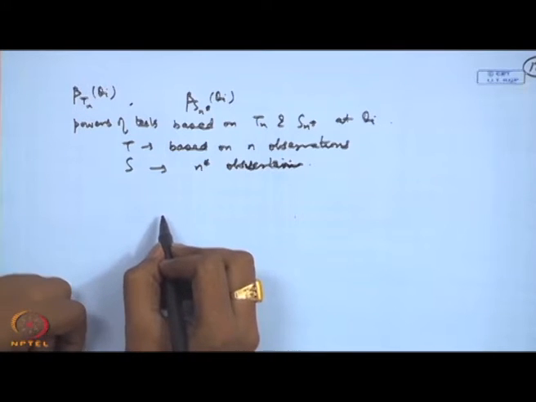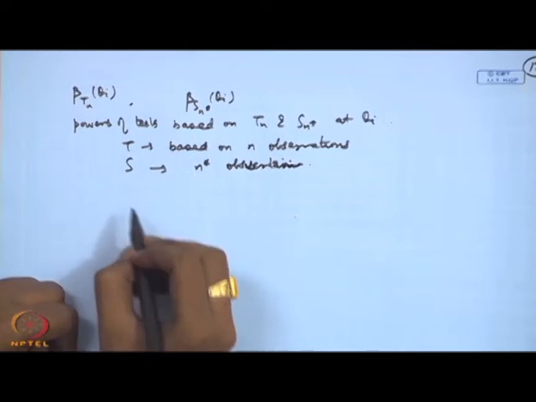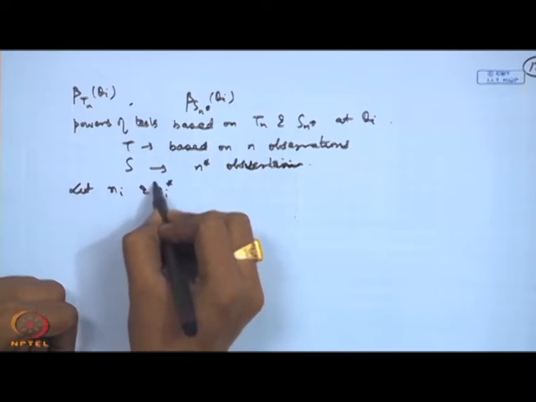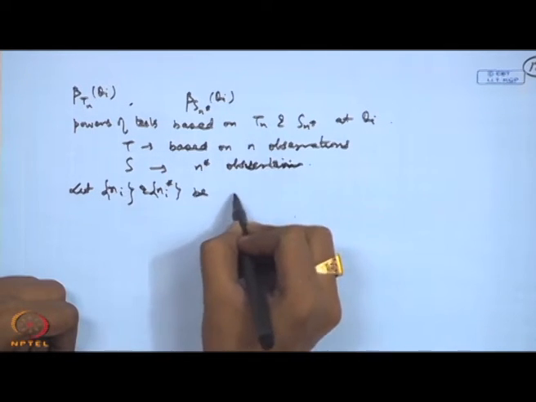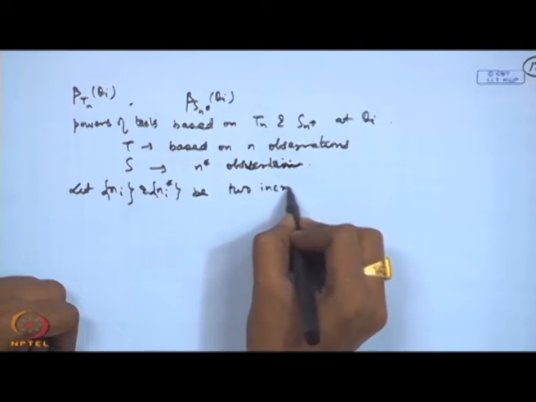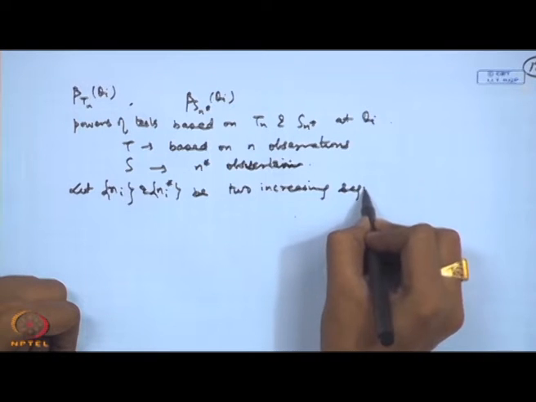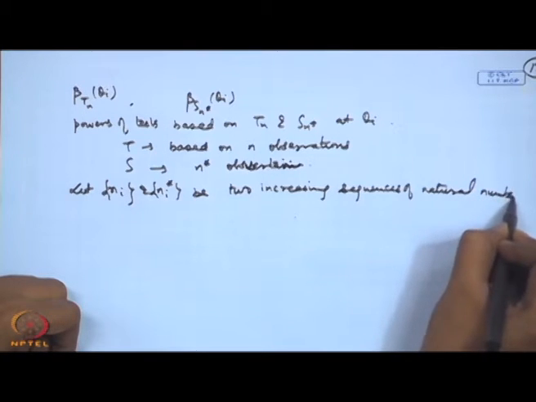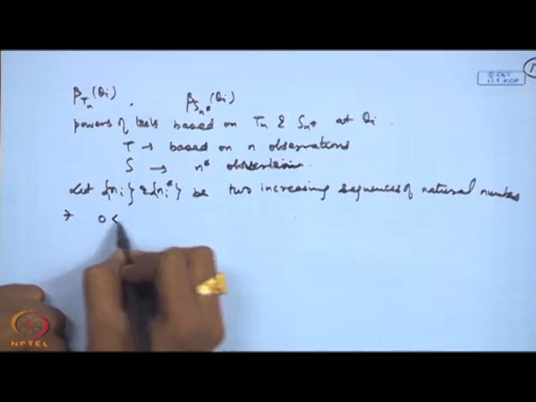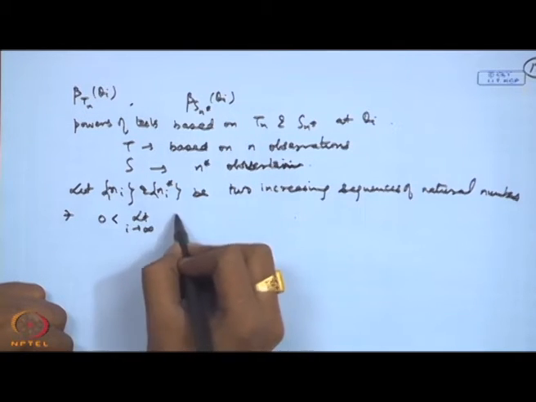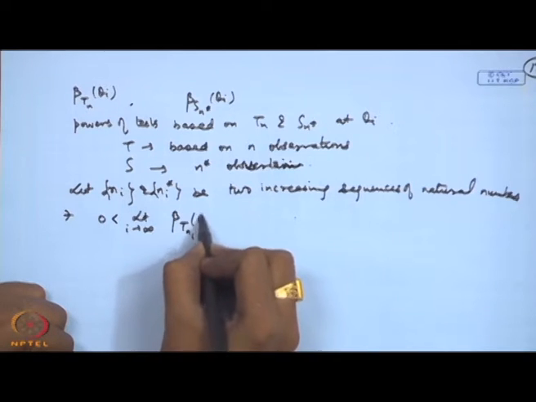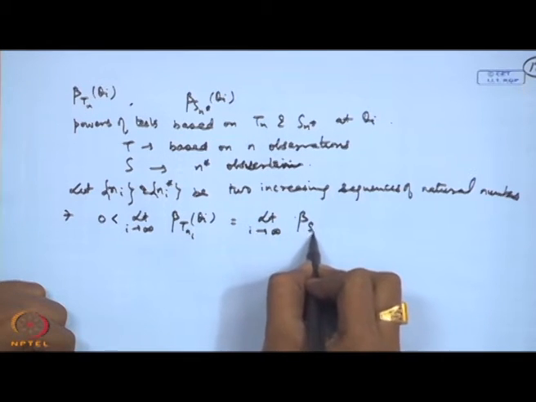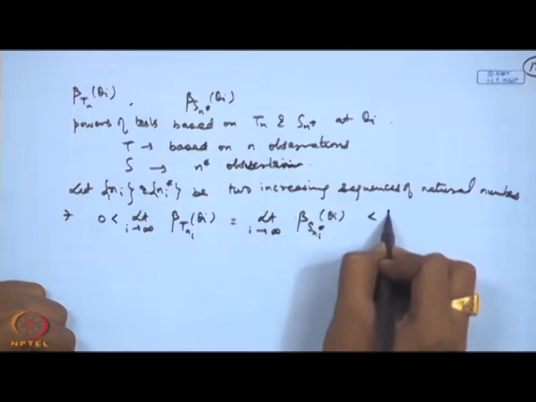So, we consider these Ni and Ni star sequences, and I consider the conditions such that Ni and Ni star are increasing sequences of natural numbers such that 0 is less than the limit as i tends to infinity of beta Tn i theta i, which is equal to the limit as i tends to infinity of beta Sn i star theta i, which is less than 1.